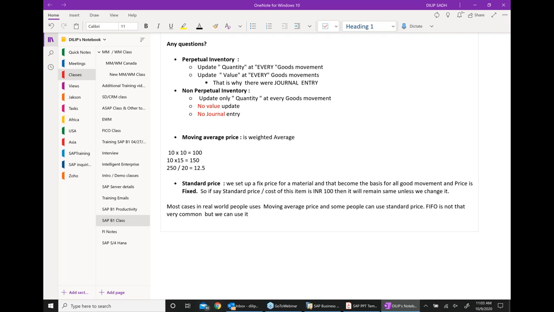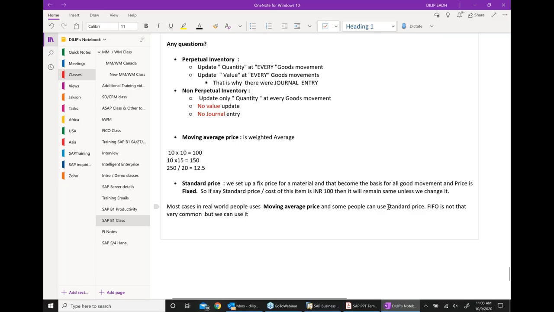of manufacturing companies, most of them will use moving average price. Why will people use moving average price? Because in case of moving average price, it keeps changing. Every time you buy for more price or less price, it keeps changing. Because of the weighted average, it keeps updating.